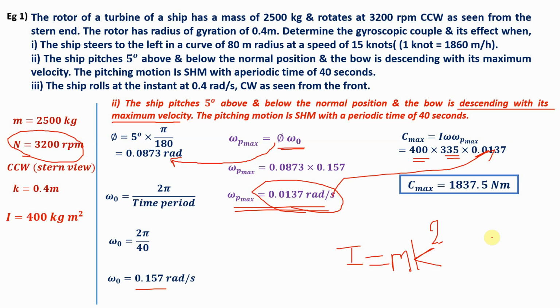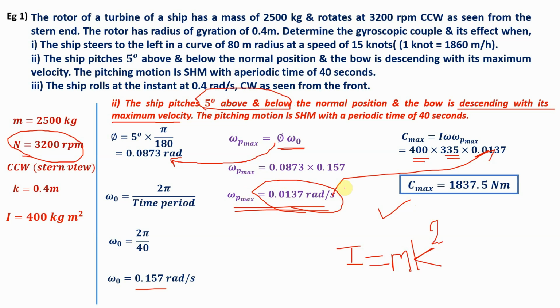So we substitute it here. We get the value of gyroscopic torque as 1837.5 Newton meters. So this is the amount of gyroscopic torque acting on the ship when it pitches 5 degrees above and below the normal position.